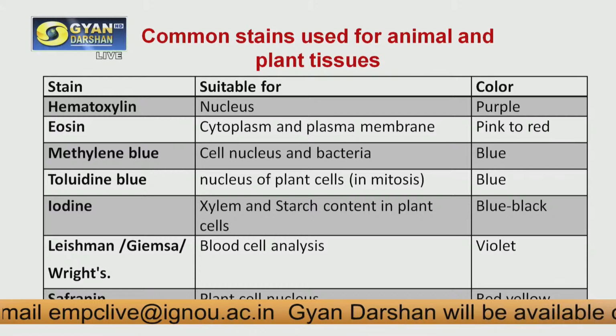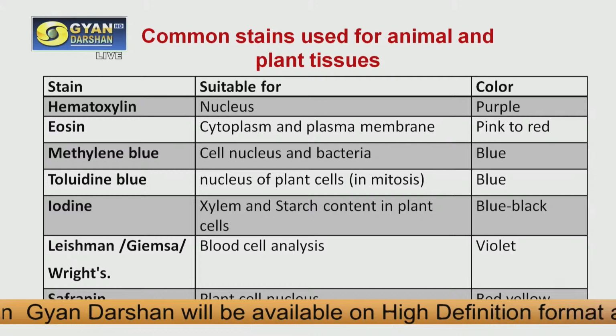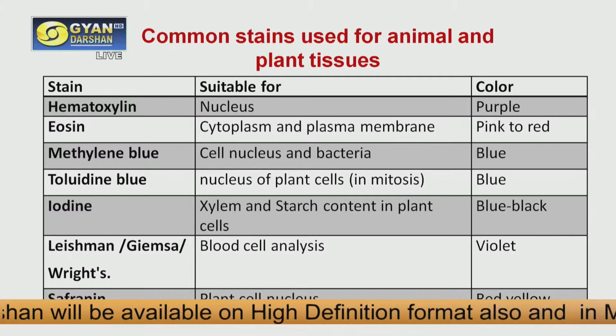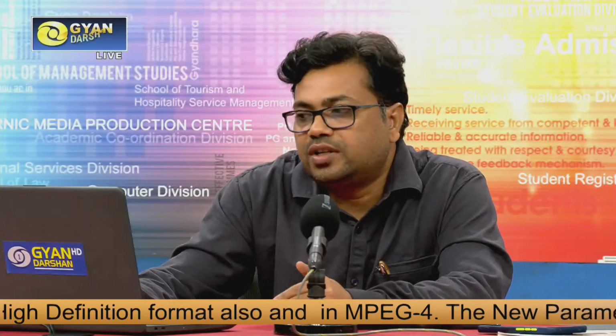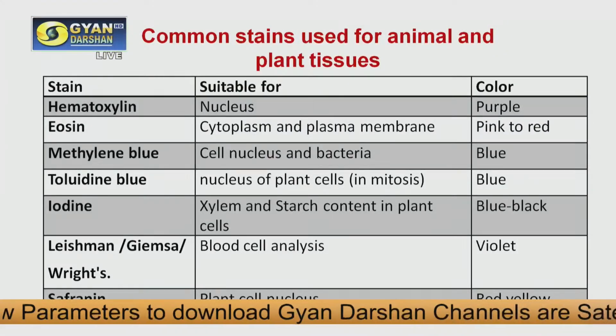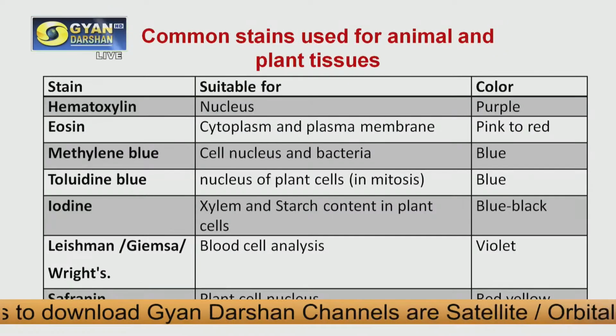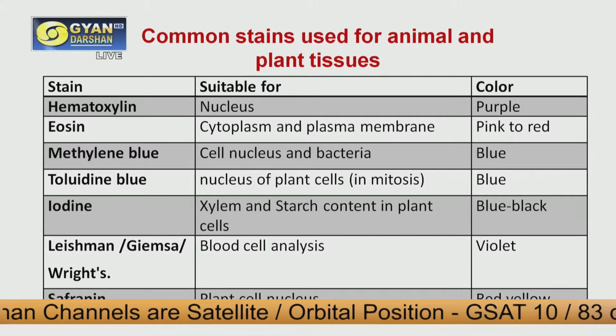Leishman, Giemsa and Wright stains are used for blood cell analysis. Leishman and Giemsa stains are good for identifying different types of blood cells like RBC, WBC, eosinophils and neutrophils, and they produce a violet color. Safranin is used for the plant cell nucleus and produces a red color. So these are different kinds of staining used to increase the contrast of the image of biological specimens.